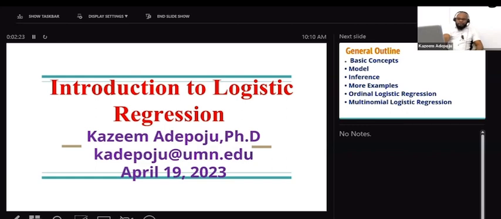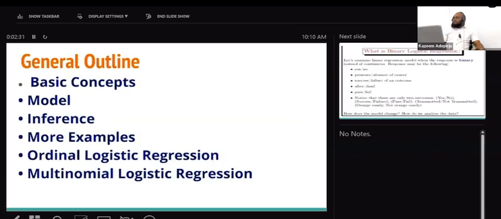In this topic in general, I'm actually going to walk you through some basic concepts. We're going to look at models. We're going to look at how we conduct statistical inference using logistic regression models. I'm going to walk you through illustrative examples. And I'm also going to walk you through what I call types of logistic regression models, where we're going to talk about the ordinal logistic regression and the multinomial logistic regression.